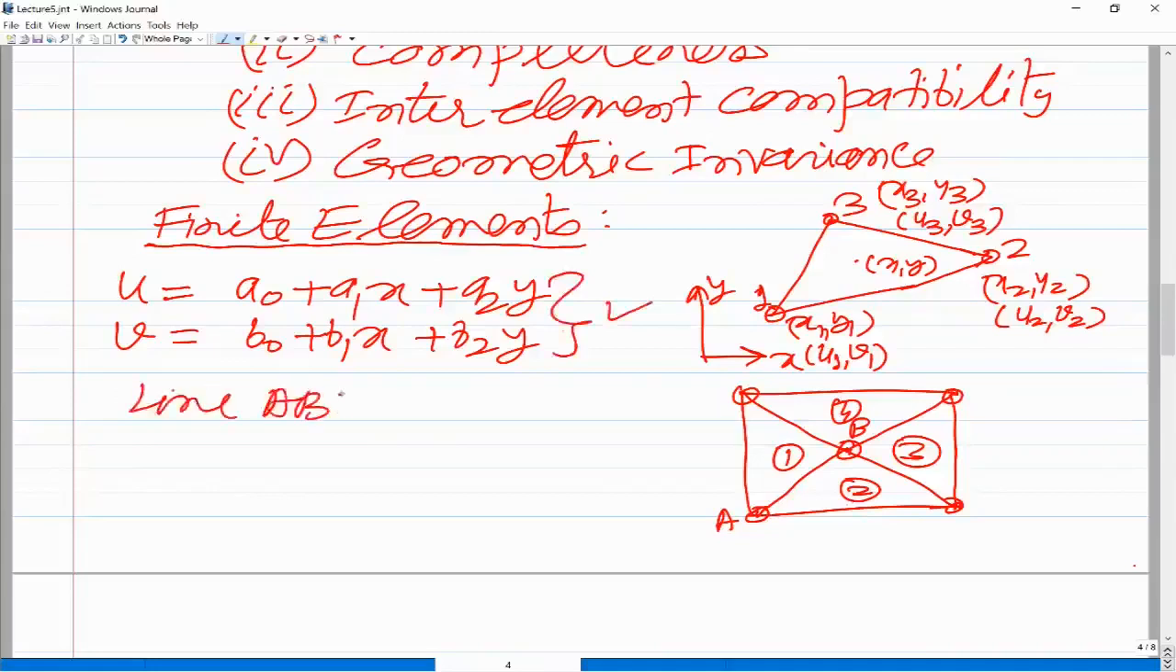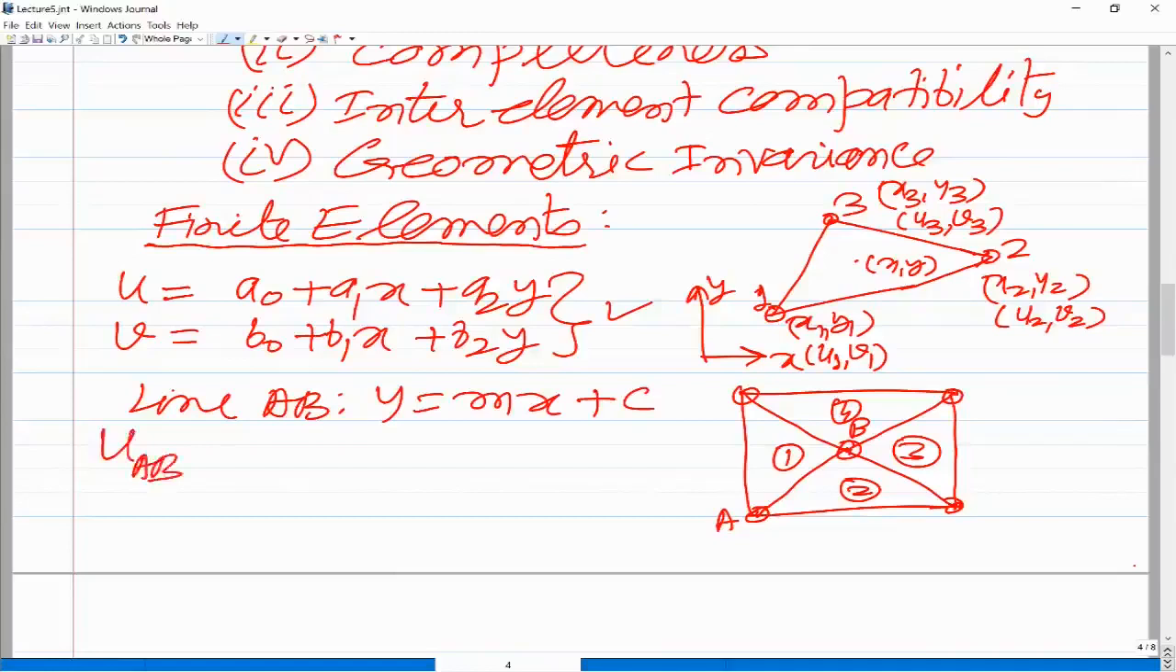So if you look at line AB, line AB is a straight line. So then we can write y either in terms of x or x in terms of y. So let us say y equal to mx plus c. You can write that because when we are moving along line AB, y and x have to be related. Then if I look at the variation of u along AB, of course, the constants A0, A1, A2 would be different for element 1, constants A0, A1, A2 would be different for element 2, and similarly B0, B1, B2.